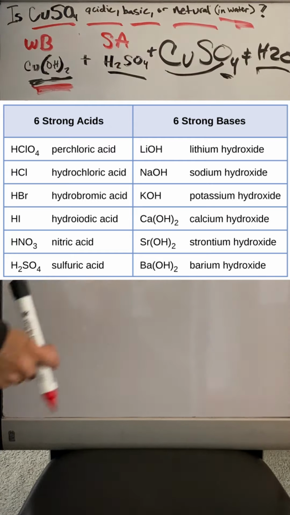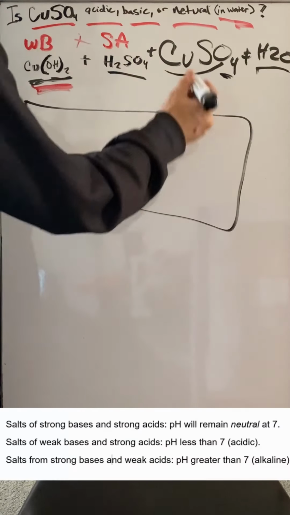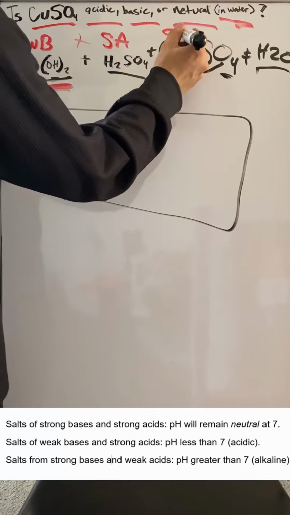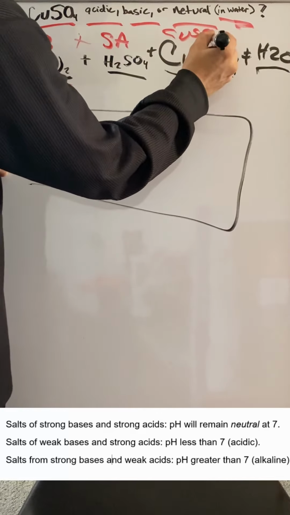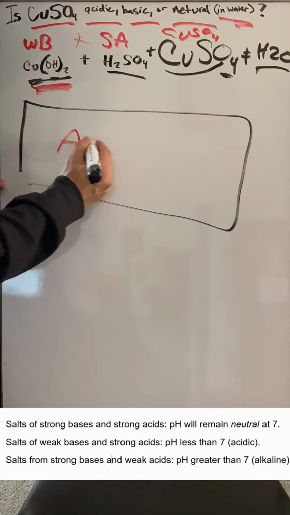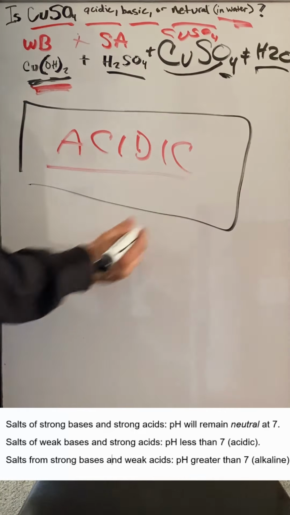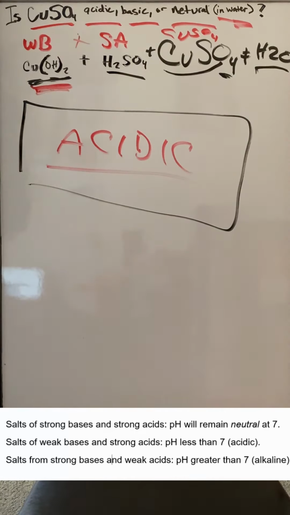So now that we know we have a weak base plus a strong acid, that makes up our copper sulfate, which is the neutralization reaction of the two chemicals. Now we can figure this out by using the rules at the bottom of the screen. Look at the rule in the middle. It states that salts of weak bases and strong acids have a pH less than 7, which makes it acidic. So the lake's water is going to turn acidic.